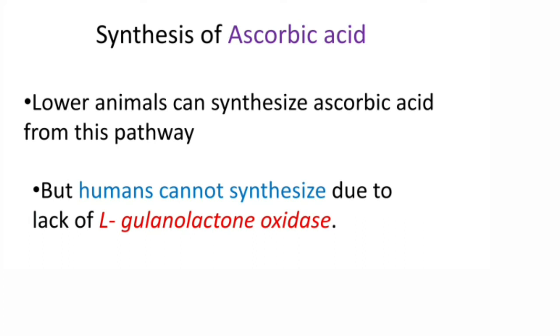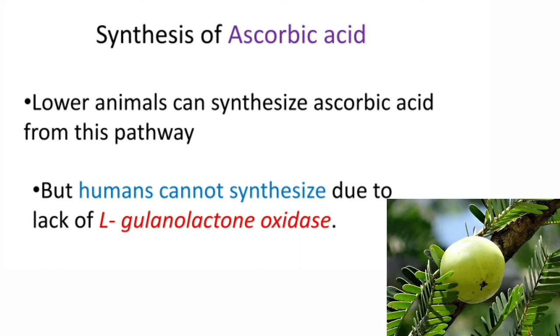This pathway is important in lower animals, where ascorbic acid or vitamin C is synthesized using this pathway. Whereas humans cannot synthesize it due to lack of an enzyme called L-gulonolactone oxidase. So that is one more function, but important only in lower animals.